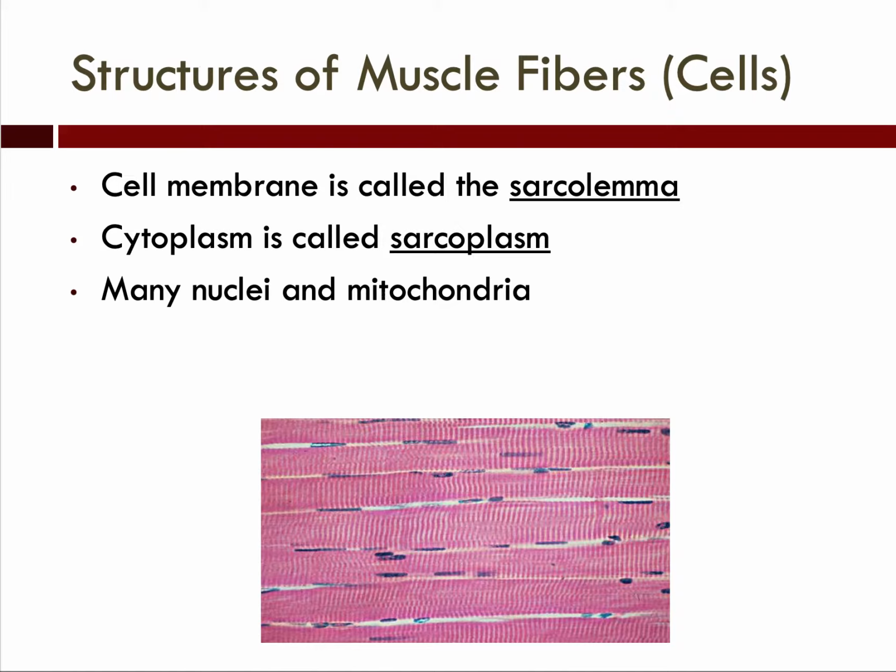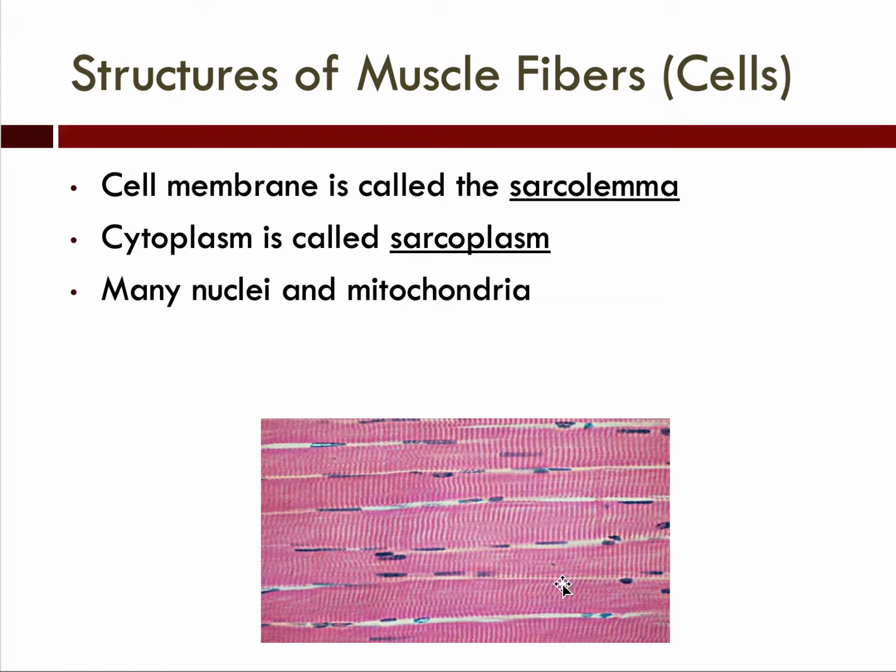In a muscle fiber, the cell membrane is called the sarcolemma. So sarcolemma is a special name for the cell membrane of a muscle fiber. The cytoplasm in a muscle fiber is called the sarcoplasm. Additionally, you have many nuclei and many mitochondria.